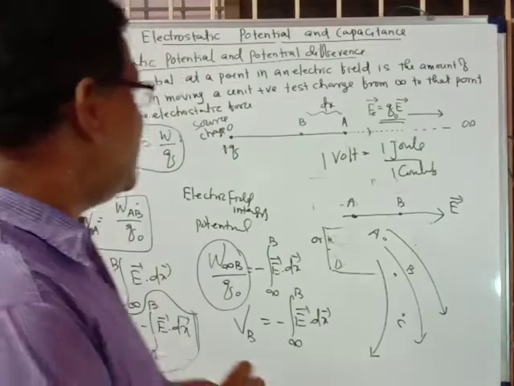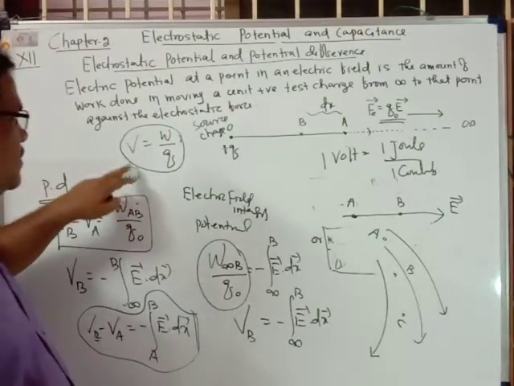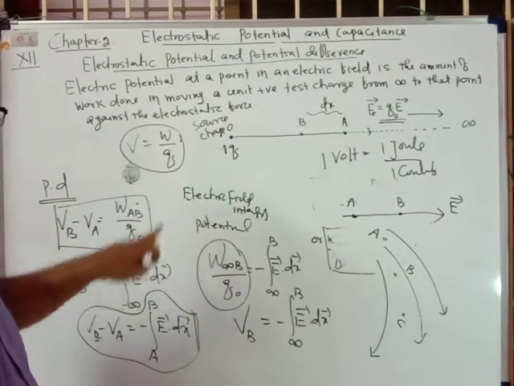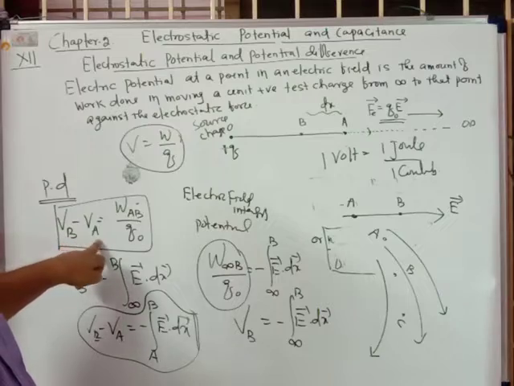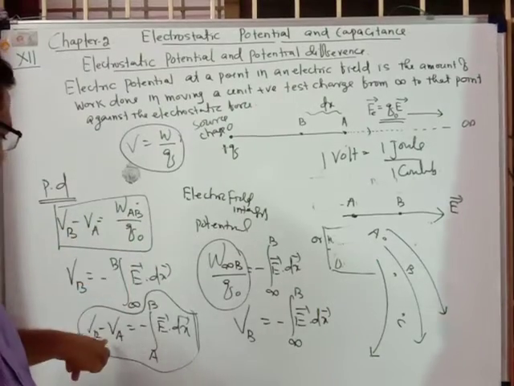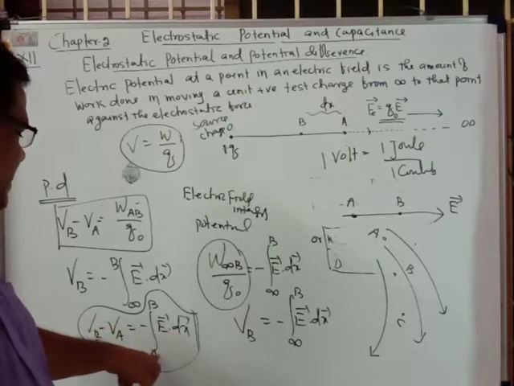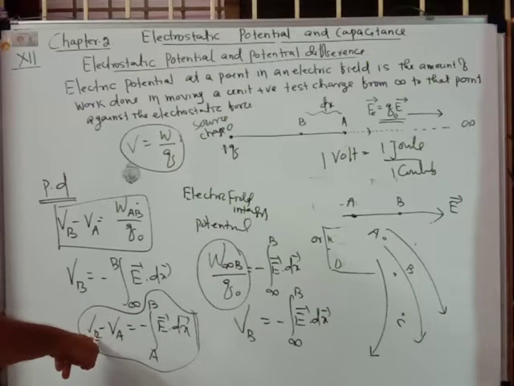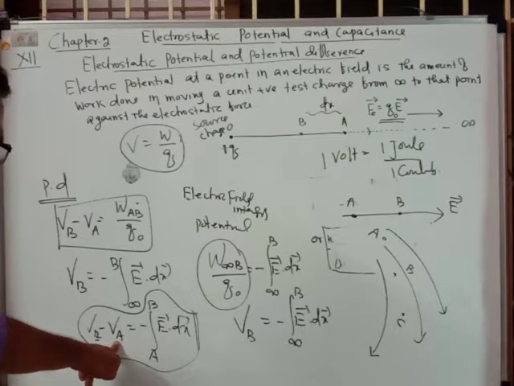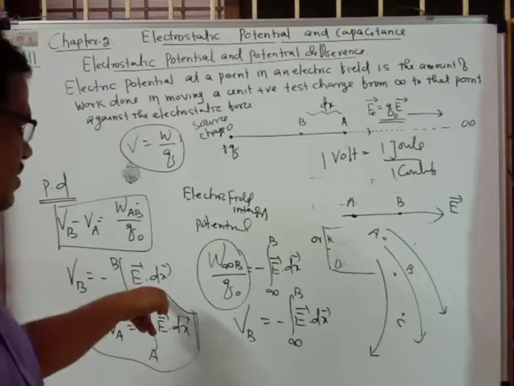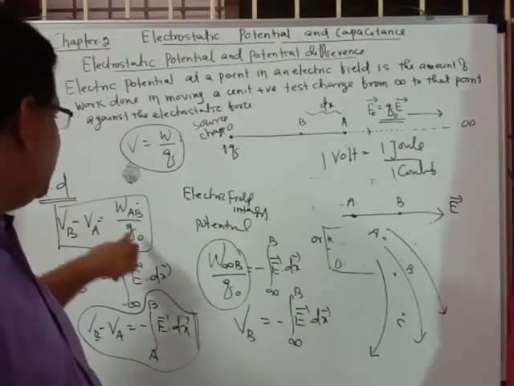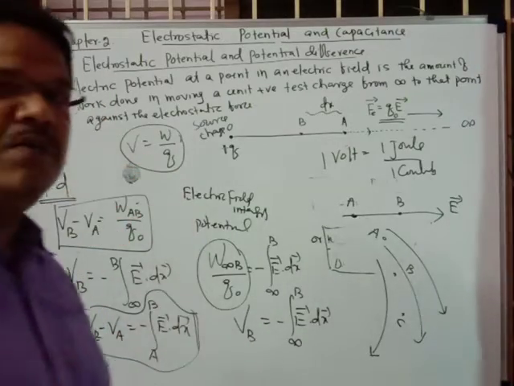This is all about it, and overall I am telling you 2 formulas: V equal to W upon Q, and potential difference VB minus VA equal to WAB upon Q naught, and VB minus VA equal to minus the integral from A to B of E dot dx. That was just the potential difference: VB is the greater potential minus the lower potential, since you are taking it from lower to upper. These 3 formulas you remember.